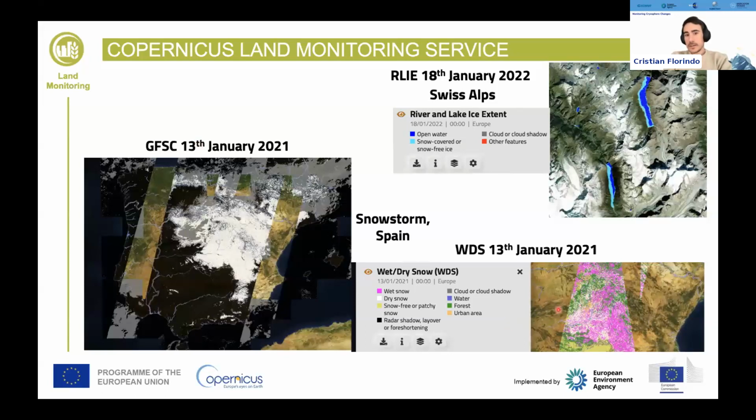Again, this is the same event, but in this case we're looking at the classification of wet and dry snow, so that you can see what proportion of the snow cover is of one type or the other. On the top right, you can see the rivers and lakes ice extent data set, which has a resolution of 20 meters. These are some lakes in the Swiss Alps, and you can see in light blue what area is covered with ice and which is ice-free or in liquid form. So these are just some examples of the products you can find in the land monitoring service of Copernicus.